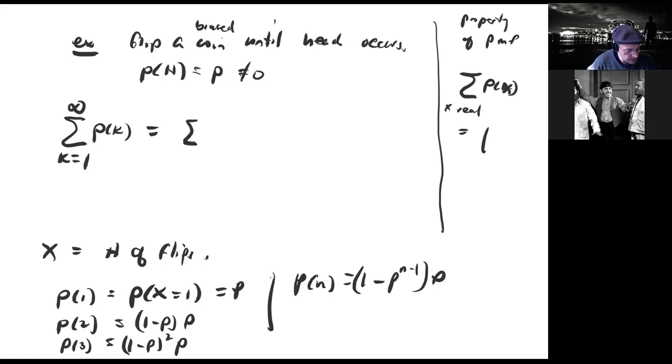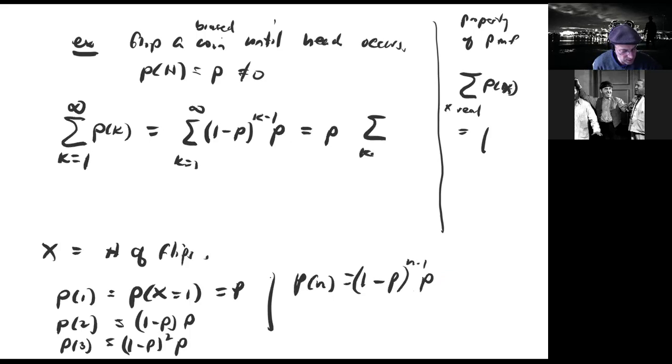Well, it's the sum, K goes from 1 to infinity, of 1 minus P to the K minus 1. Oops, I made a mistake here. The K minus 1 goes outside. So it's 1 minus P to the K minus 1 times P. I can factor out a P to get the sum K goes from 1 to infinity of 1 minus P to the K minus 1. Now, there's a formula that you learned. We talked about this formula once.